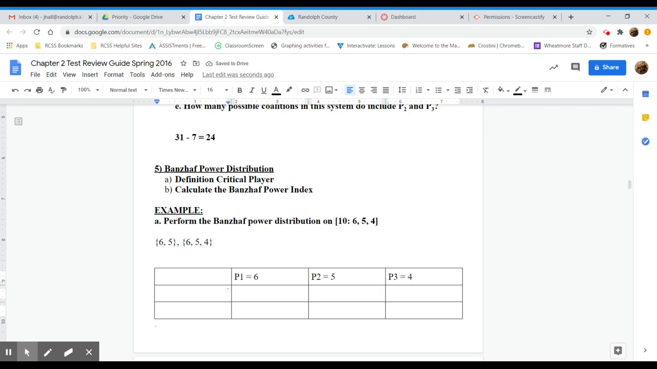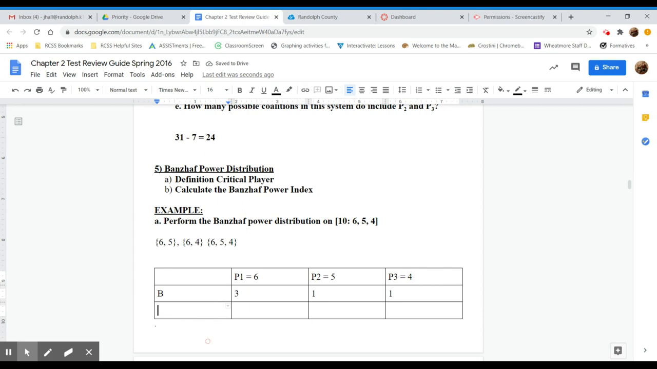Now we're going to do that B sub whatever. When we do this, what we're looking at is how many times each player is critical. Well, 6 is going to be critical twice. 5 is going to be critical. Ooh, I missed a winning coalition. This is why you double check. 6 and 4. So 6 is going to be critical thrice, 3 times. Player 2 is going to be critical 1 time. Player 3 is going to be critical 1 time.